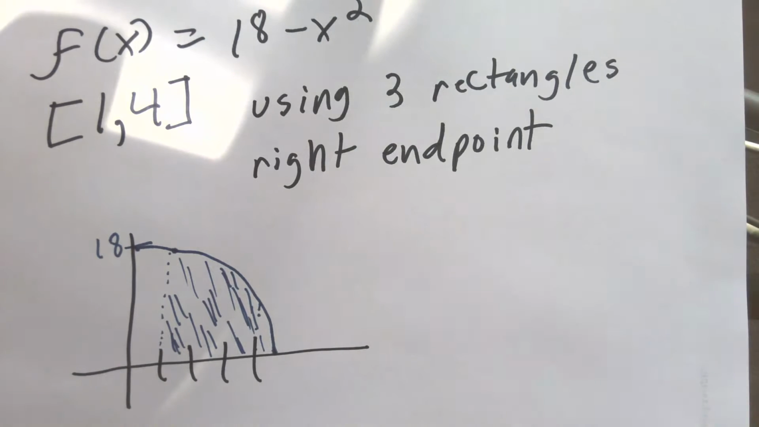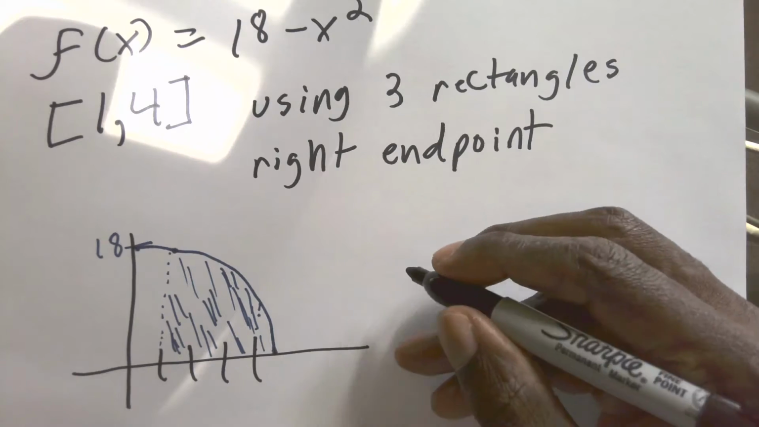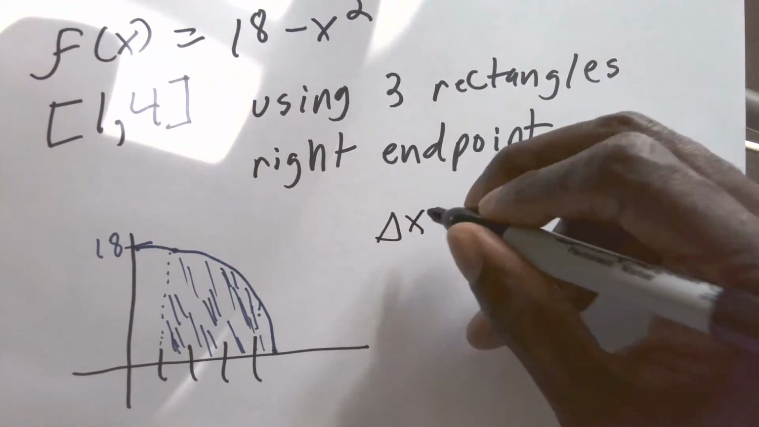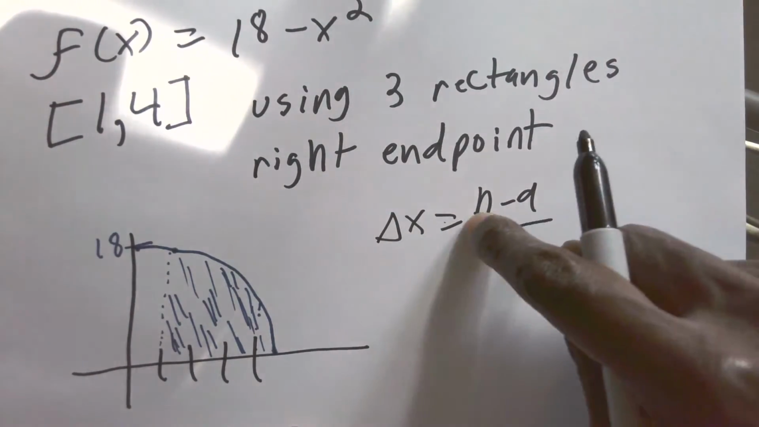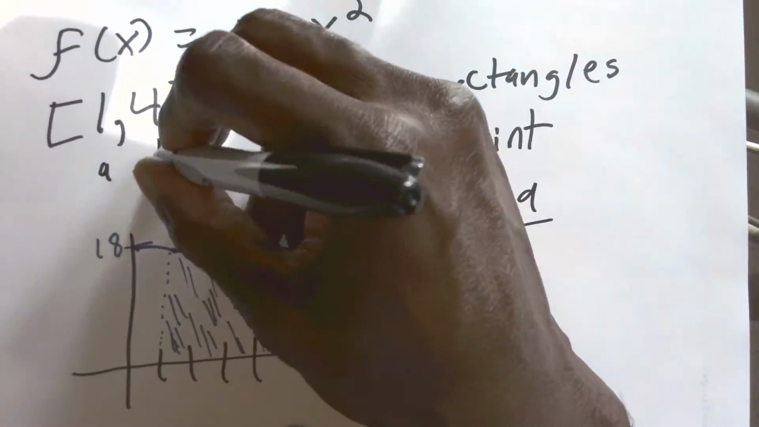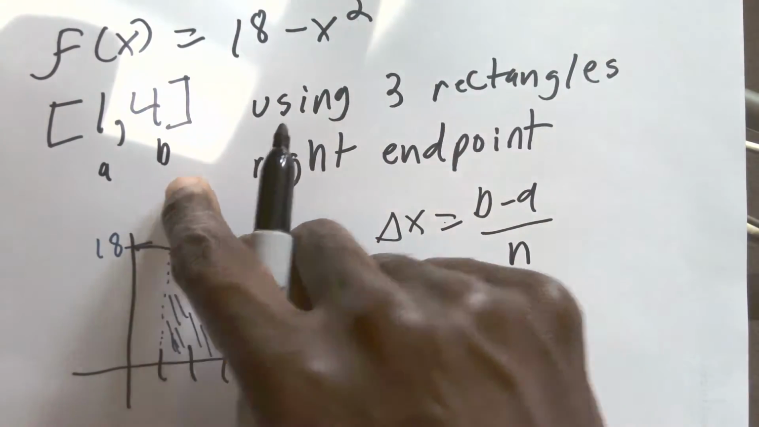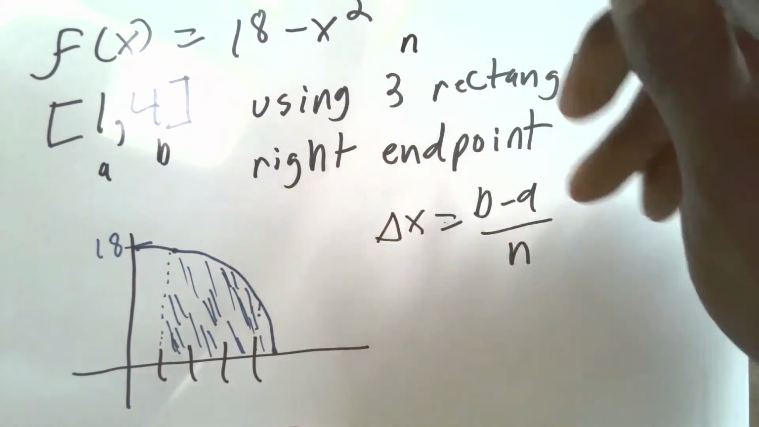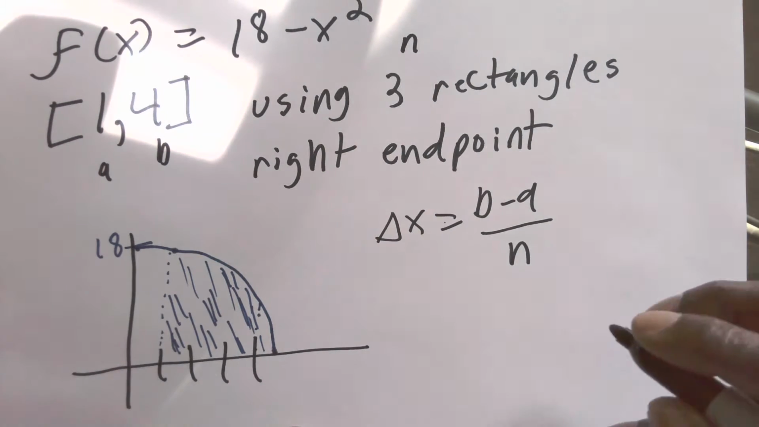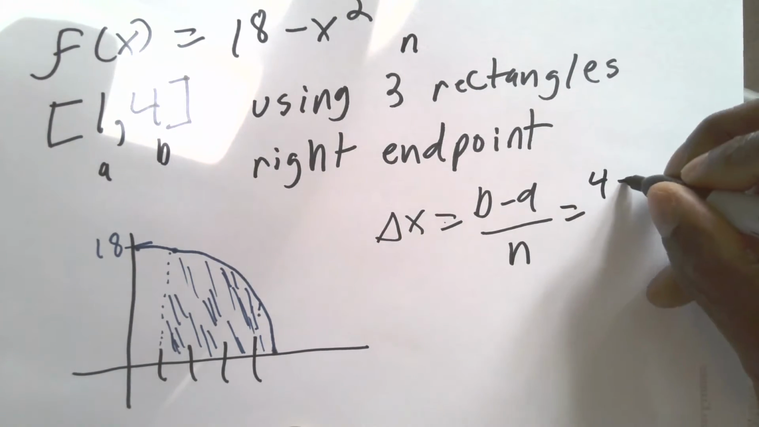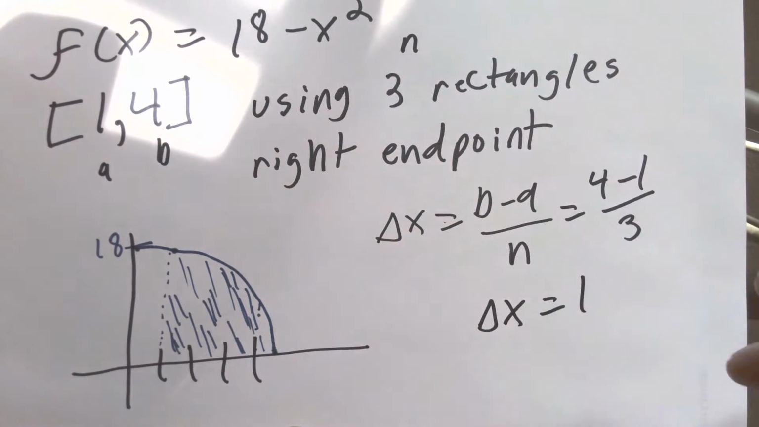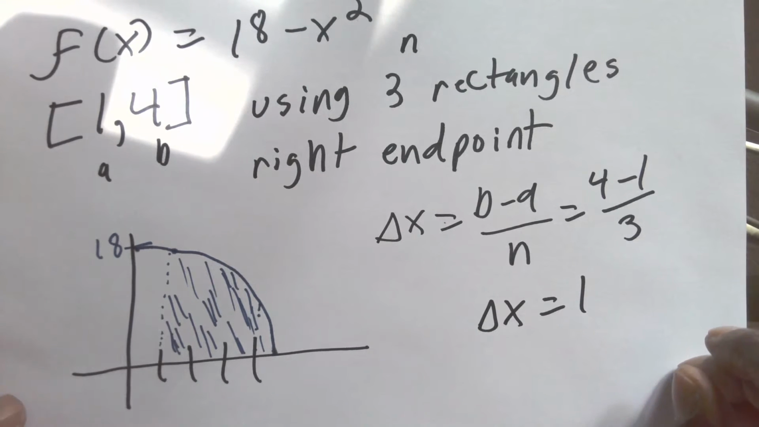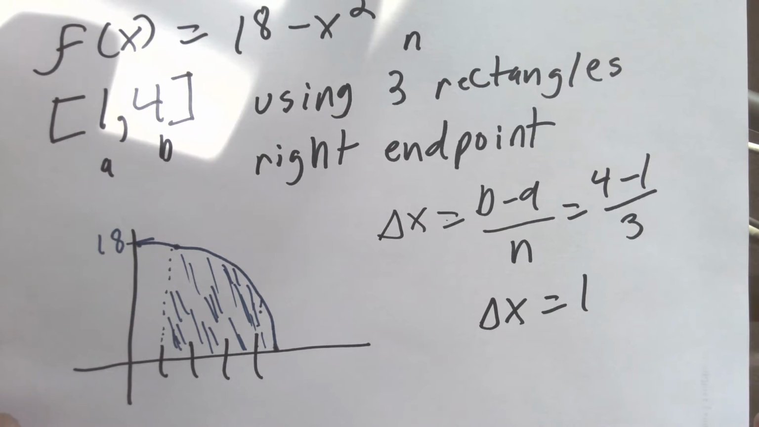Now, what I just said, we have a strict definition for it. That's the width of each rectangle, and we like to call that delta x. Delta x is b minus a over n, where a and b are the beginning and ending points of our interval, and n is the number of rectangles or subintervals we're using. So in this case, this would be 4 minus 1 over 3, or 1. So this delta x is the width of each particular rectangle or subinterval.